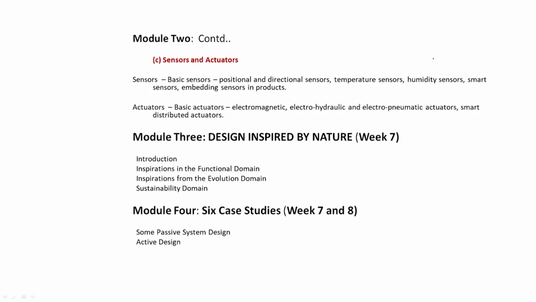I will talk about the inspirations in the functional domain, evolution domain, sustainability domain, and that will be our module 3. And in module 4, the final module, as usual in design, nothing gets complete until and unless we do some case studies. So, we will do 6 case studies, in which we will do some passive system design, passive in the sense systems which would not have sensors or actuators, and some active system design, in which there will be embedded sensors and actuators. That will be my module 4. So, this will be broadly the flow of the course.